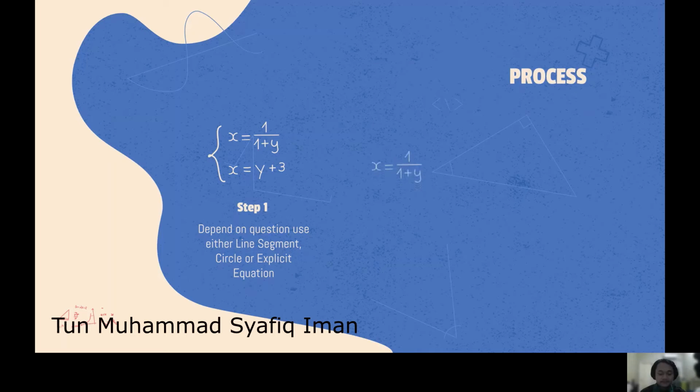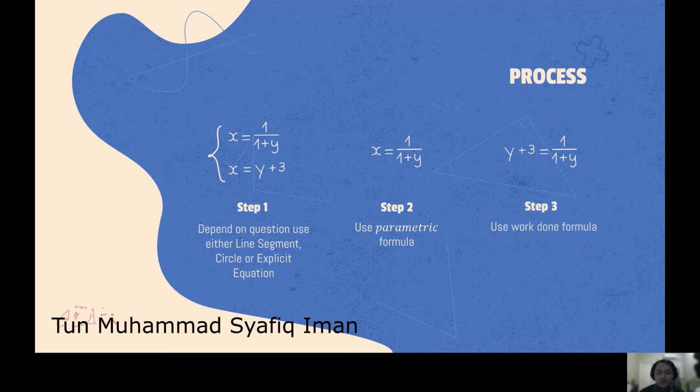For step 2, we need to use the parametric equation to get x(t), y(t), and z(t). The next step is we need to find vector r(t), r prime t, and f of r(t), sorry, vector f of r(t). And lastly, step 3, use the work done formula.